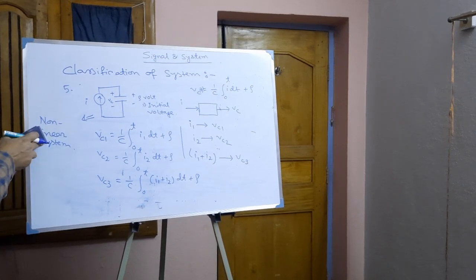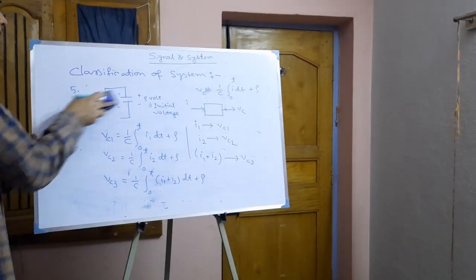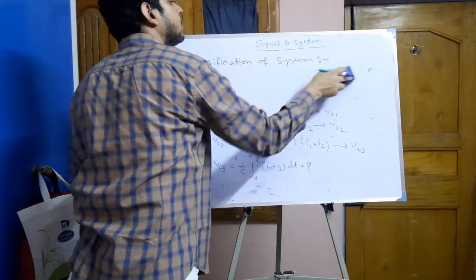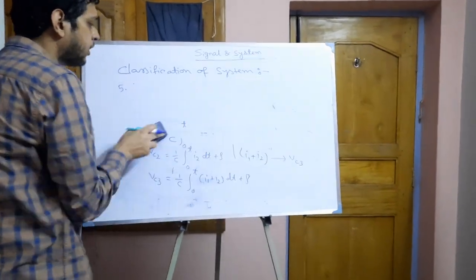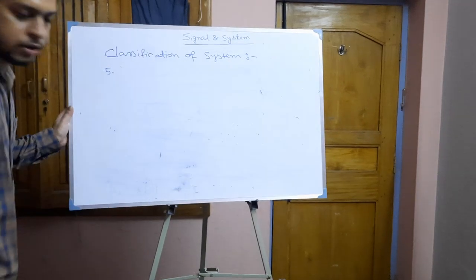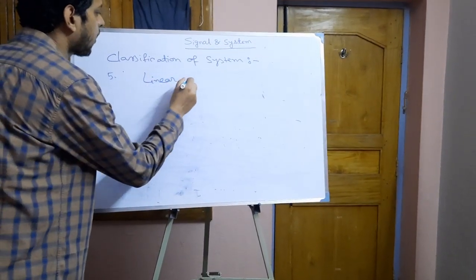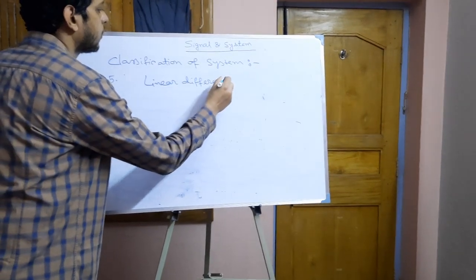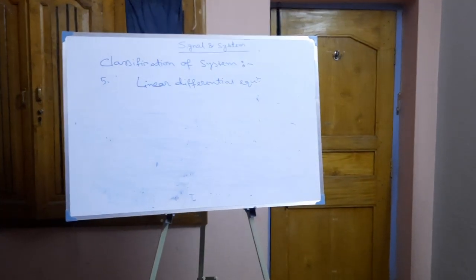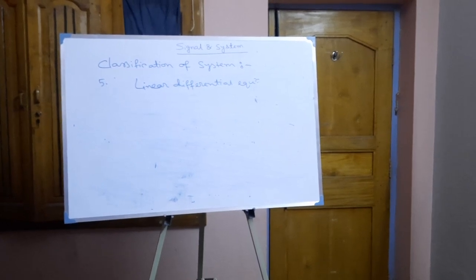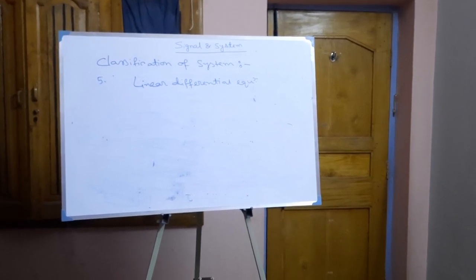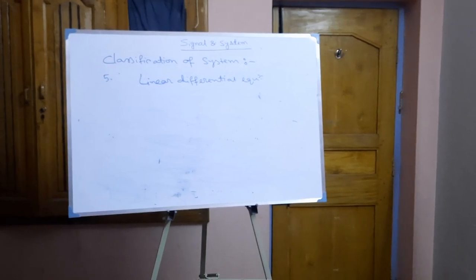A linear system is governed by a linear differential equation, whereas a non-linear system will be governed by a non-linear differential equation. What is a linear differential equation and a non-linear differential equation? The linear differential equation is one where the coefficients of the various derivative terms are not a function of the dependent variable.